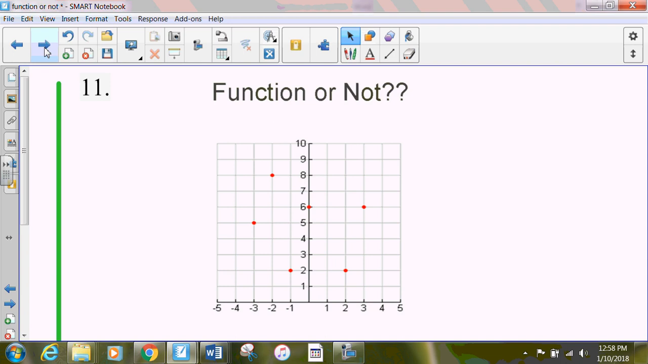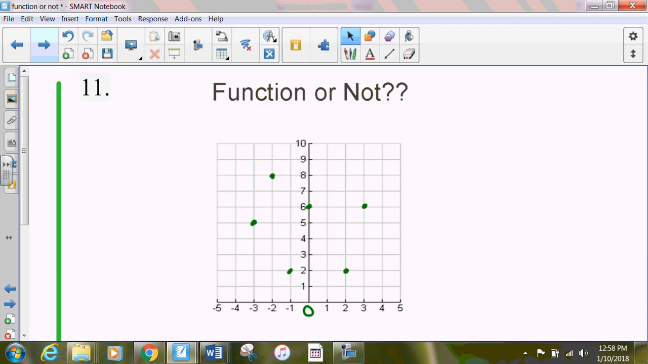So when I look at this, I'm looking at this point. That's saying when x is 0, y is 6. That's great. When x is 2, y is 2. When x is 3, y is 6. So far I'm seeing that for every x, there's only one dot that matches up for the y value. And this is a function.